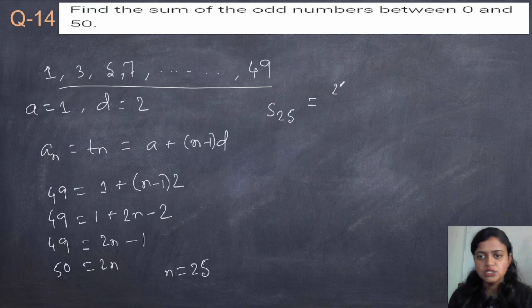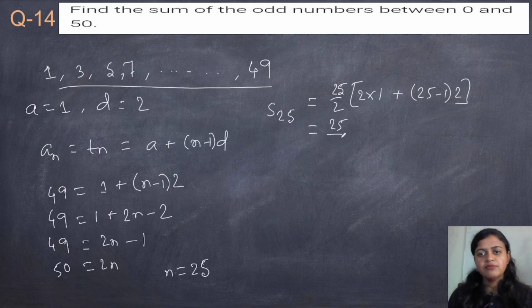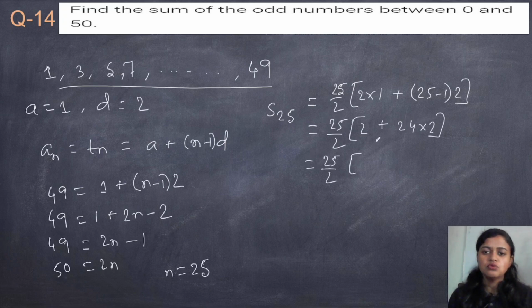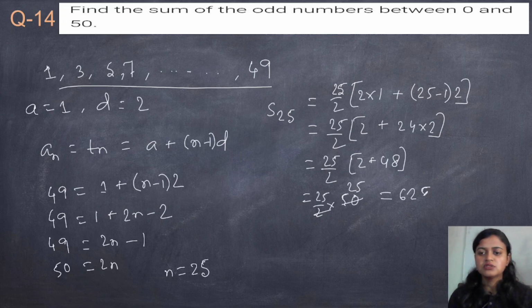S25 is n by 2, 25 by 2, into 2A plus (n minus 1) into D. A means 1, so 2 plus (25 minus 1) into 2, that is 25 by 2 into (2 plus 48). So 25 by 2 into 50; cancel out, 25 times 25 is 625. This is the answer.